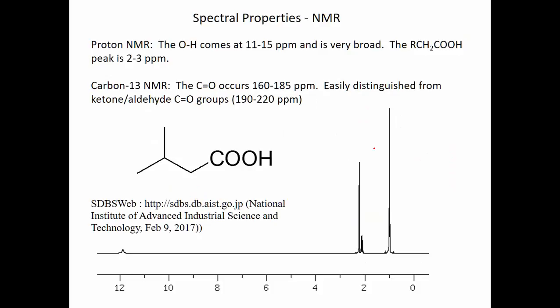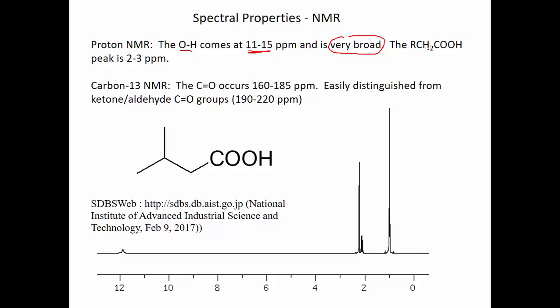Let's look at the NMR properties. Okay, one of the most characteristic properties of a carboxylic acid is that the OH is going to come at a very high value, 11 to 15 parts per million. And it's usually very broad. Sometimes it's so broad that it'll just barely be visible.